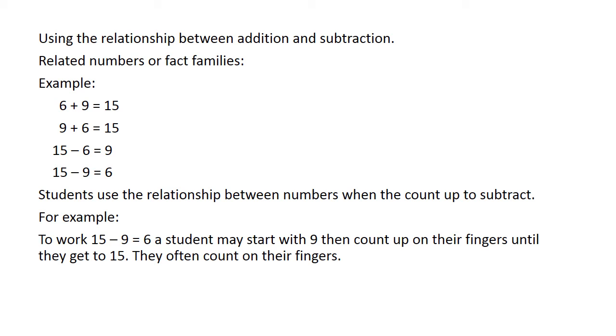Using the relationship between addition and subtraction, related numbers are also called fact families. An example of a fact family would be 6 plus 9 equals 15, 9 plus 6 equals 15, 15 minus 6 equals 9, 15 minus 9 equals 6. Students need to know that the two small numbers, the 6 and the 9 in this case, can be added to make the big number. And if we start with a big number, we can use either small number to come up with the other small number.